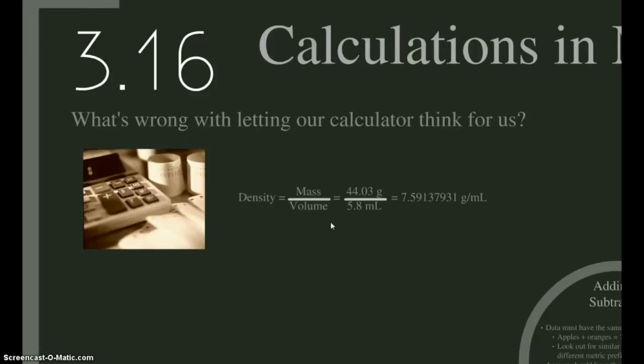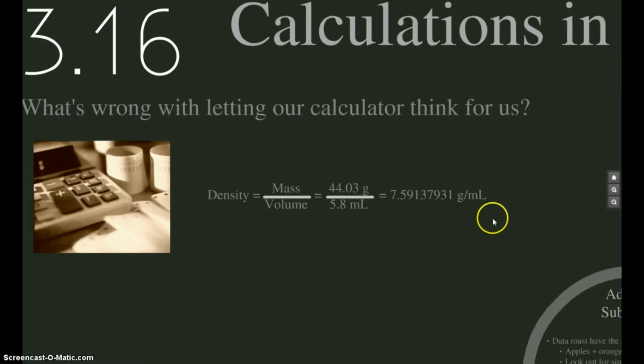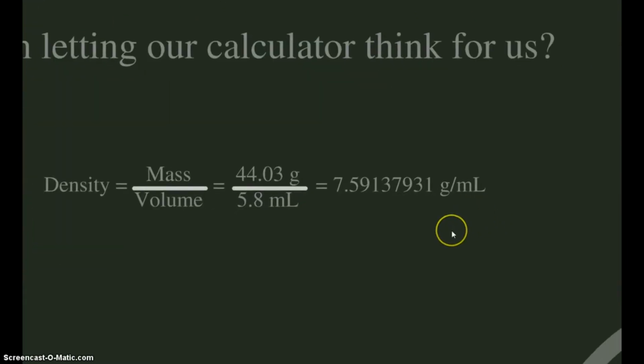So taking a look here, we've got it all set up. 44.03 divided by 5.8. I do that calculation and I get this number, which I've written out and also have on my calculator screen. It's a very long number. Notice that the units combine, grams per milliliter is our unit, and there are lots of digits after the decimal. It's a lot longer than the numbers we started with.